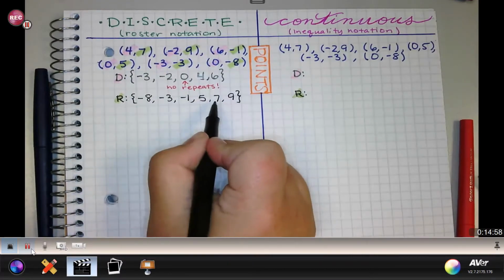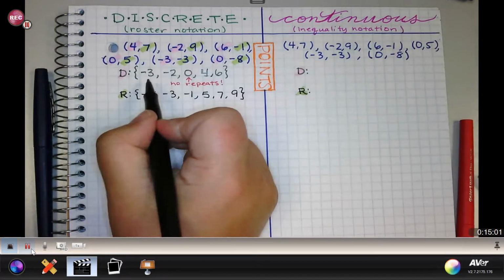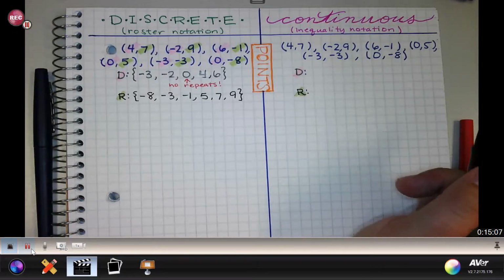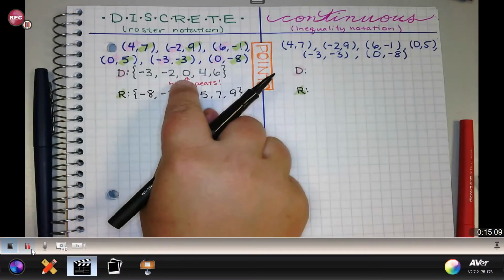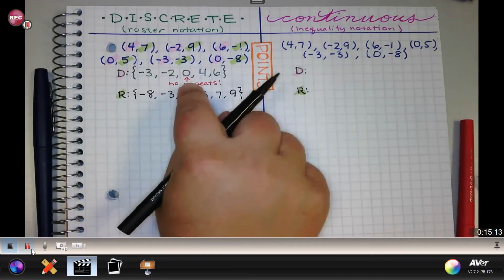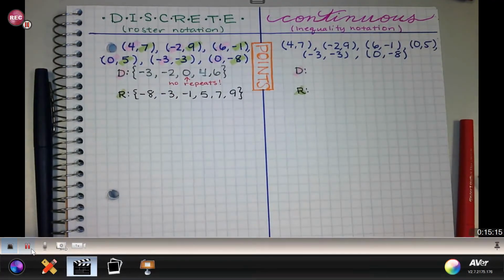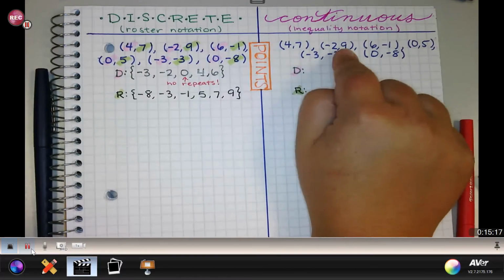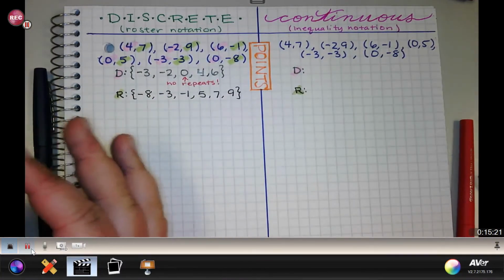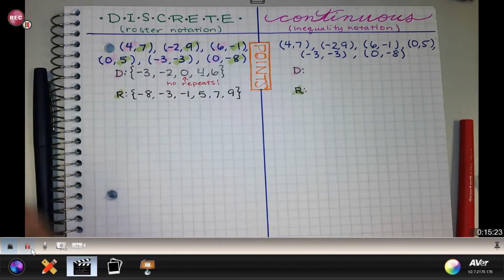Now, this one has 6 values because there were no repeats, and this one only has 5. Guess what? That's okay. You just list them, and it's just a description. You don't need to tell them that zero's in there twice. It's just like, hey, what are the numbers? Okay? Now, remember, inequality notation is like a bound. You're saying that it is bound between the highest and lowest numbers.